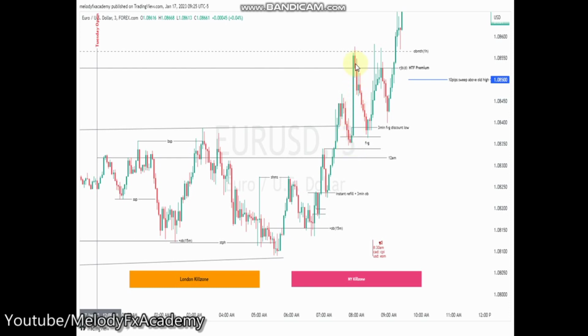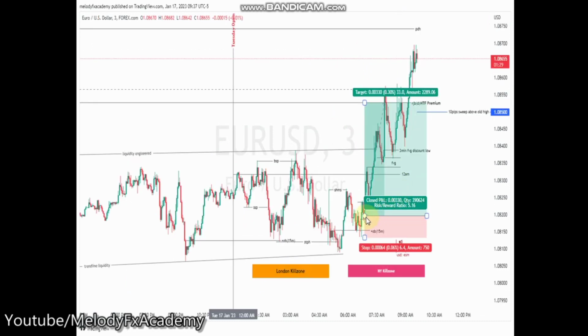Okay, and that took me all the way into that rejection block, and this was that 10 pip sweep I talked about the other time, above an old high. So when we traded above this high, I projected 10 pips upwards. Okay, so it took me to that 08500 level, and close to it was the higher time frame rejection block from the daily time frame, right? So that was a logical area to aim for as a target. You can see right there, got in right there, exited all the way there. So that's a whopping sum of 5-to-1 risk reward ratio.